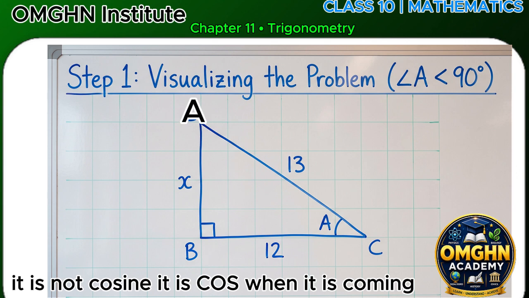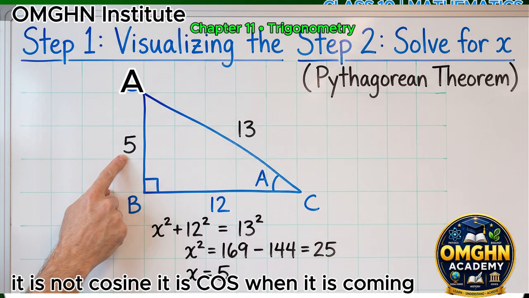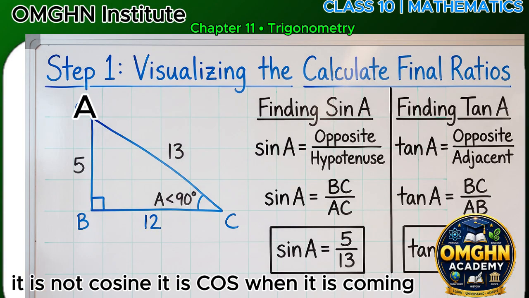Using Pythagoras theorem, opposite square is equal to 13 square minus 12 square. 13 square is 169. 12 square is 144. Therefore, opposite square is 25. So the opposite side is 5. Now, sin A is opposite by hypotenuse. Therefore, sin A is 5 by 13. And tangent A is opposite by adjacent. Therefore, tangent A is 5 by 12.